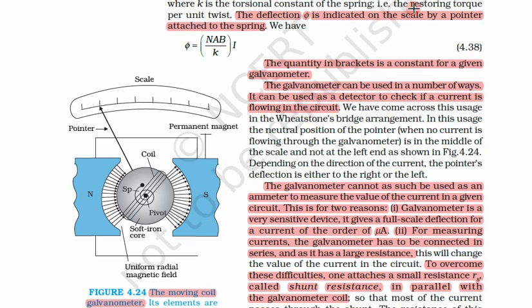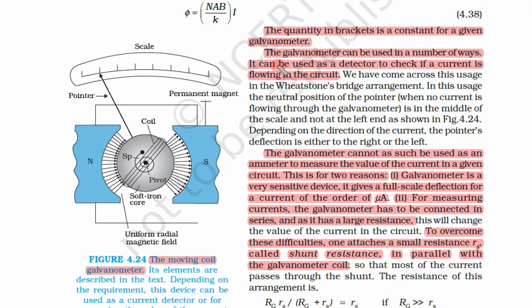But there are certain problems. Let us see what are those problems. The galvanometer can be used a number of ways. It can be used as a detector to check if current is flowing in the circuit. First thing is that current is flowing or not. If this is the central position, if current flows, it can move in this direction or in this direction. It can move in both directions. So first thing, if current is flowing, it will change its position.